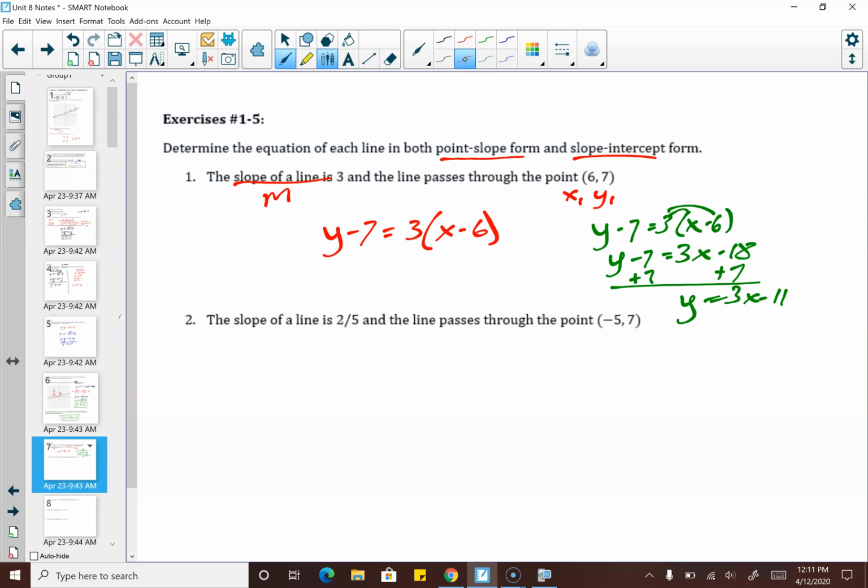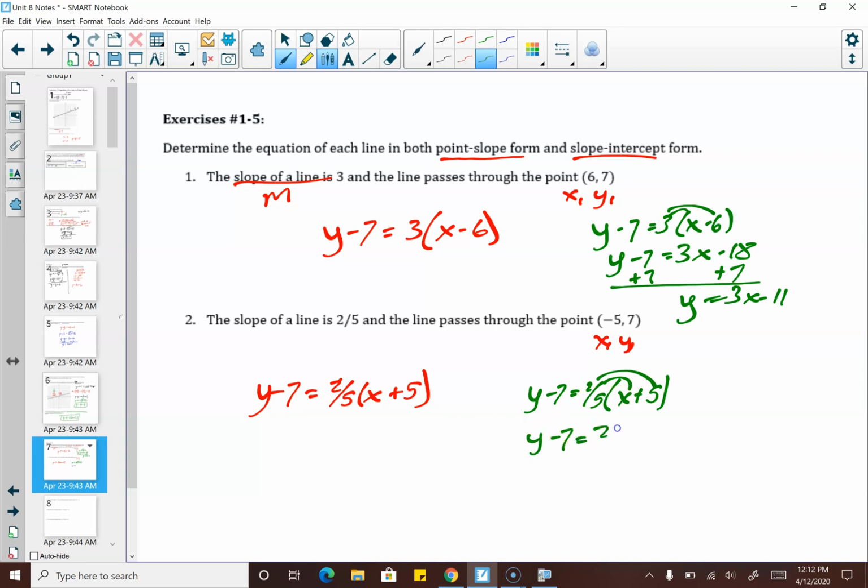Same thing for number 2. The slope of the line is 2/5 and passes through the point -5, 7, x1, y1. So y minus 7 equals 2/5 parentheses x, that'd be minus -5, so we are plus 5. So there's our point slope form. I'll rewrite it again so that I can do the distribute. y minus 7 equals 2/5 x, and then 2/5 times 5 is plus 2. Will be plus 7, and y equals 2/5 x plus 9.